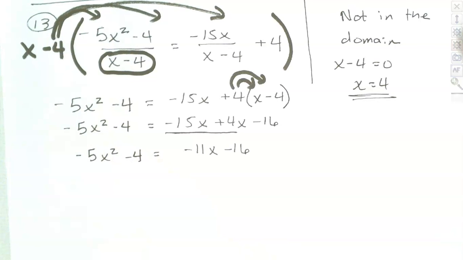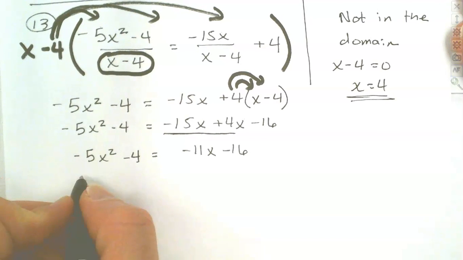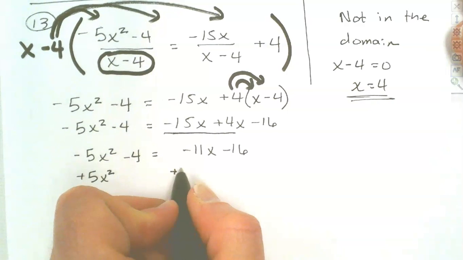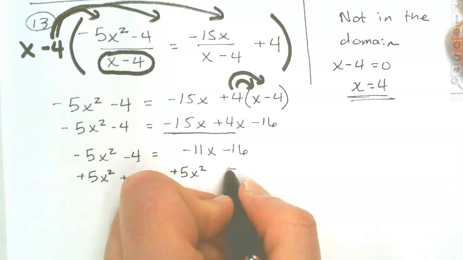I would go ahead and move everything to the right. That way your x squared stays positive. If you don't want to do that, you'll move it to the left, but you'll multiply by a negative. You'll end up with the same equation either way. So I'm going to go ahead and add a 5x squared over, and I'm also going to add a 4.